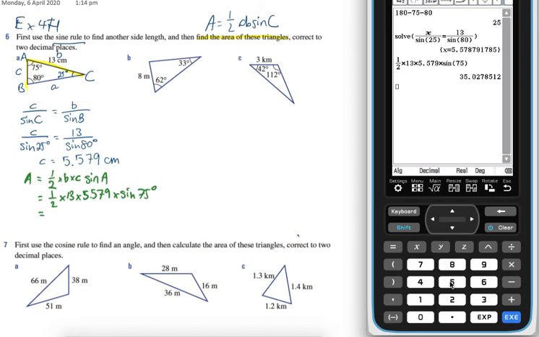And then we have it. To 2 decimal places, centimeters squared. So there, we've just used the sine rule to firstly find the unknown side, and then we've used the area rule after that to find the area of this non-right angled triangle.